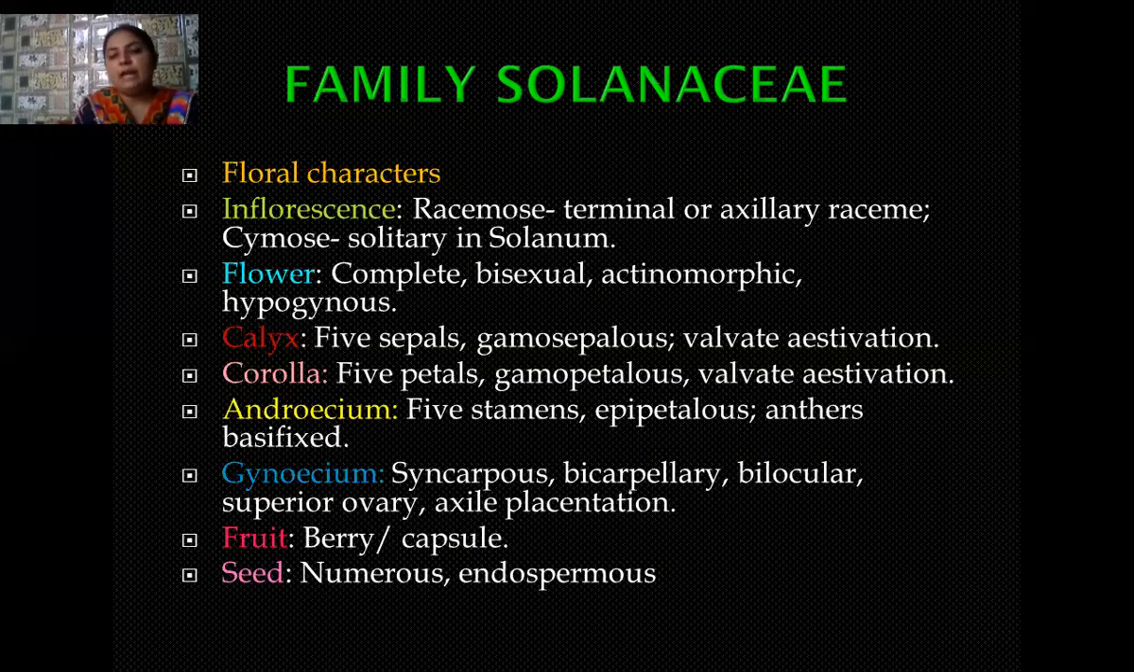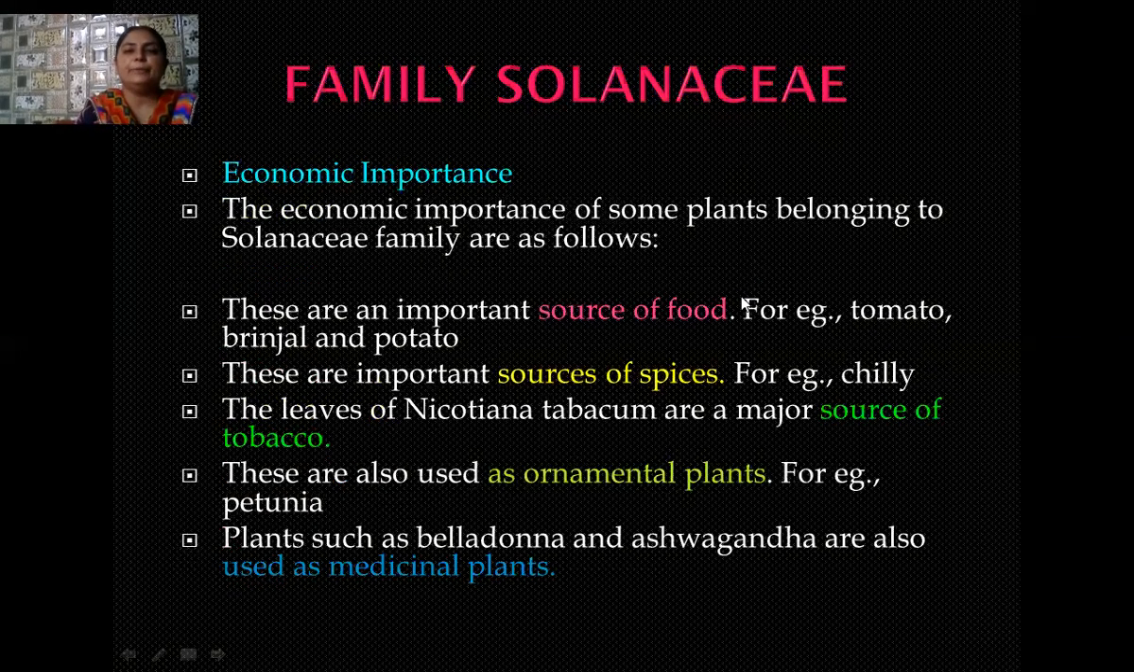Then we have gynoecium, that I have explained to you. Gynoecium, syncarpous, bicarpellary, bilocular, superior ovary is there, and axile placentation is there. Fruit is berry or capsule. Both types of fruits are present. The seeds are numerous, and all of these seeds are endospermous. That means endosperm is still present in the seed, and it provides nourishment to the embryo.